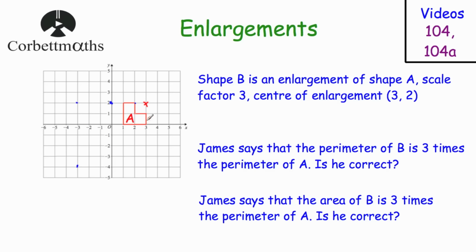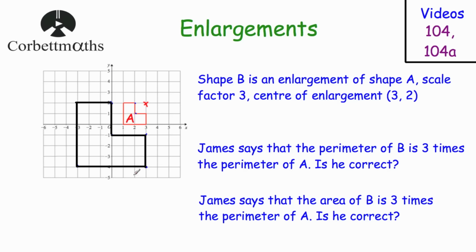So that's there. The bottom right-hand corner, that's 2 down from the centre of enlargement. So when we multiply by 3, it's going to be 6 down. So 1, 2, 3, 4, 5, 6. Okay, our next point, this point, it's 1 down from our centre of enlargement. So let's multiply that by 3. So that's 3 down. 1, 2, 3. And finally, this point here, that's 1 left and 1 down. So when we multiply that by 3, it's going to be 3 left, 1, 2, 3, and 3 down, 1, 2, 3. And as you can see now, we've got all our points for our enlarged shape.